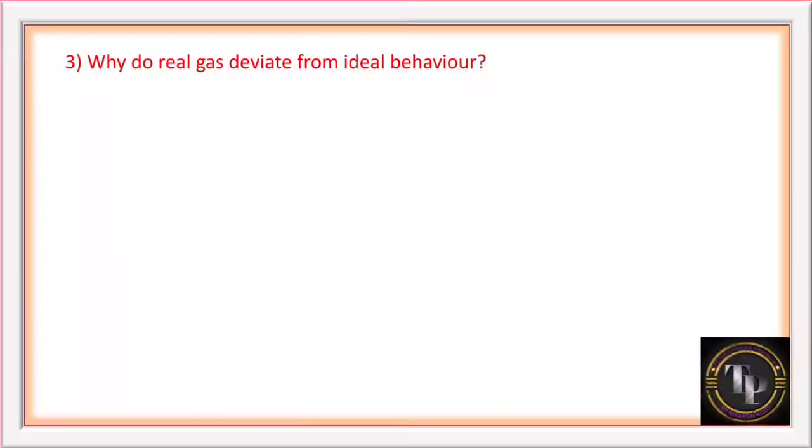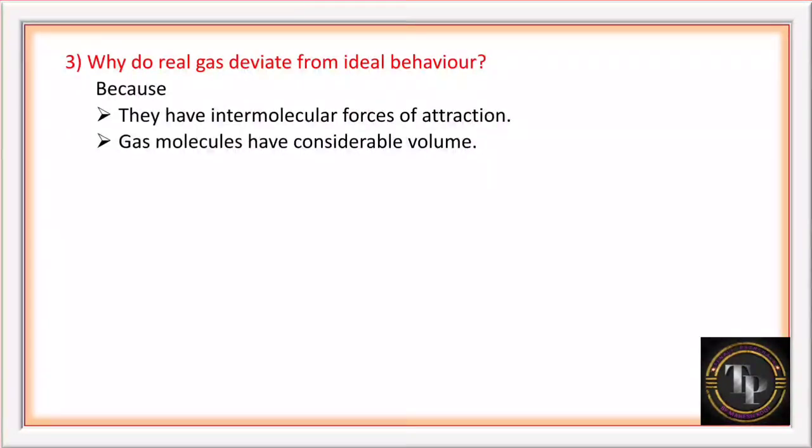Why do real gases deviate from ideal behavior? Why they are actually deviating from ideal behavior, they are asking. Because of 2 reasons. They have intermolecular force of attraction. Actually in real gas there is an intermolecular force of attraction, therefore they deviate from the ideal behavior. Gas molecules have considerable volume, hence this is also a reason for a real gas to deviate from the ideal behavior.